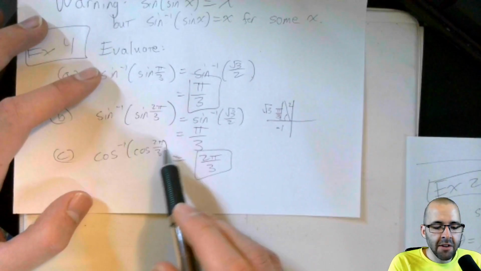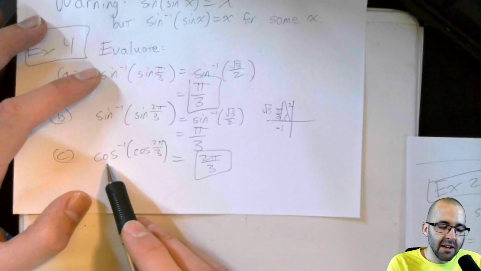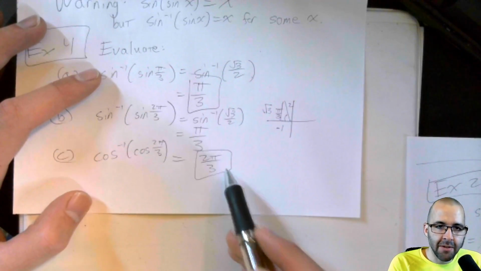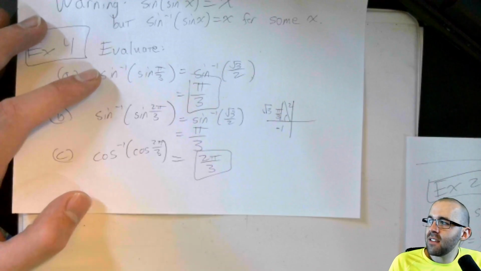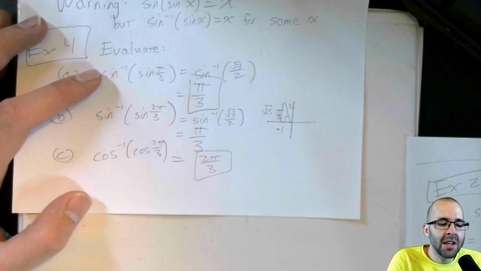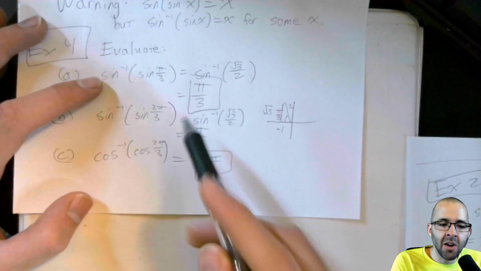Alternatively, you could say that cosine of 2 pi over 3 is going to be negative 1/2, and the inverse cosine of negative 1/2 is 2 pi over 3. You could go through the logic that way. So see how we're combining all of these different concepts? So many different concepts are being combined right here. And this is how the whole class is going to go.